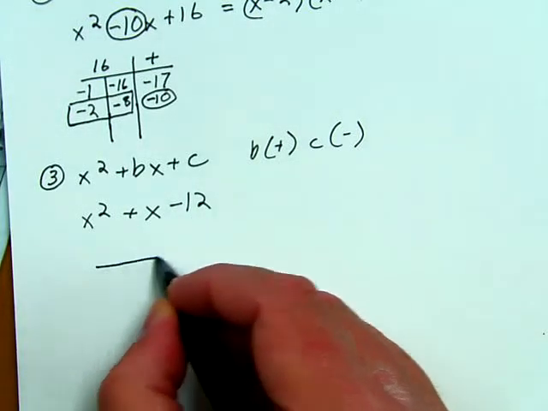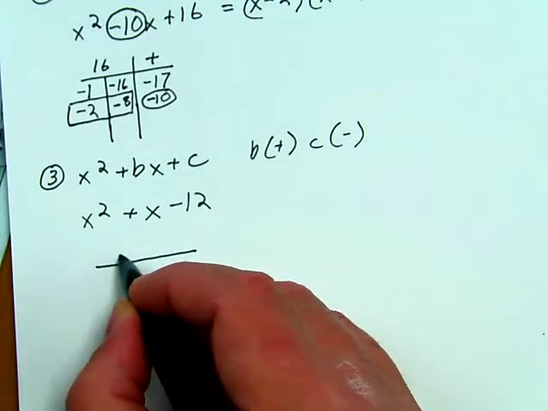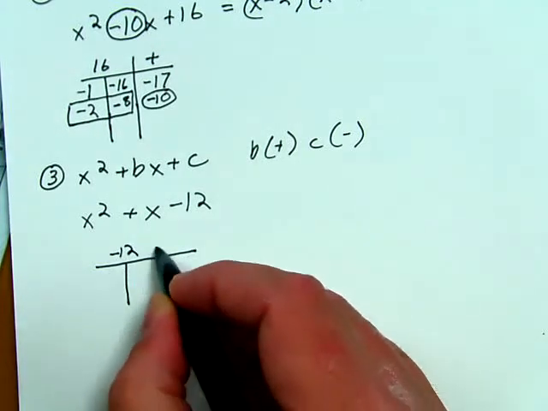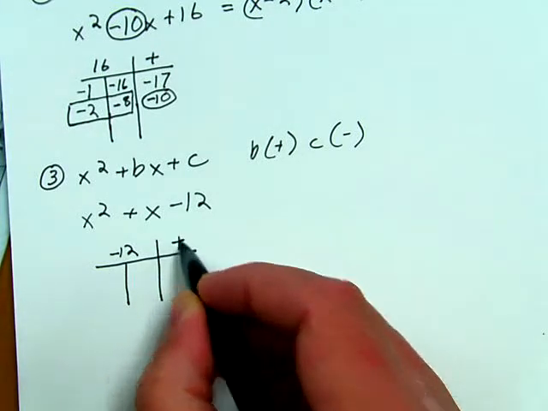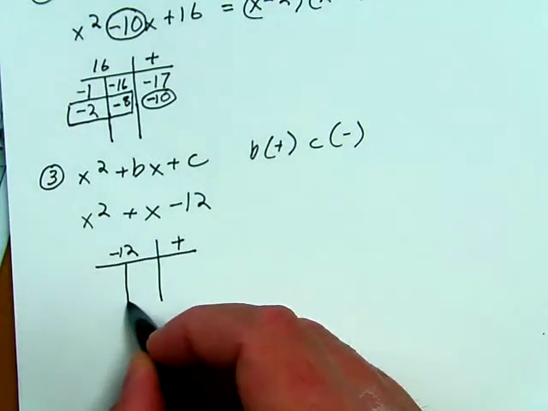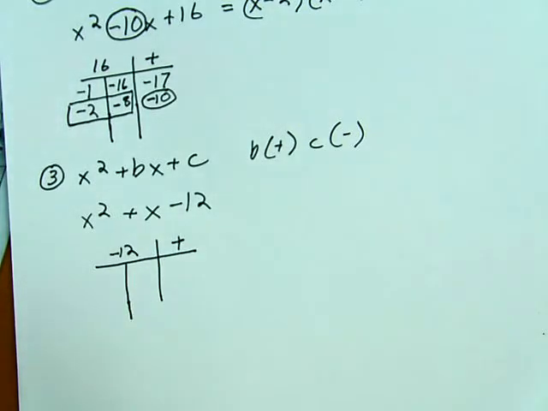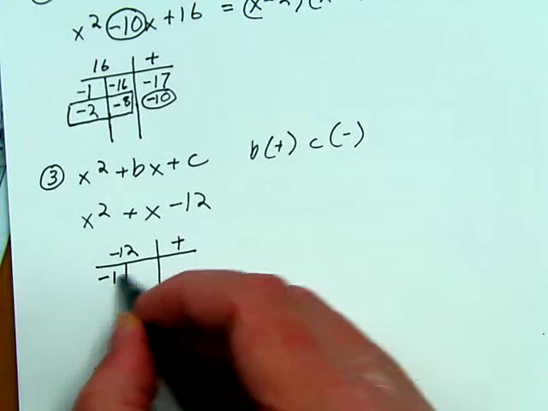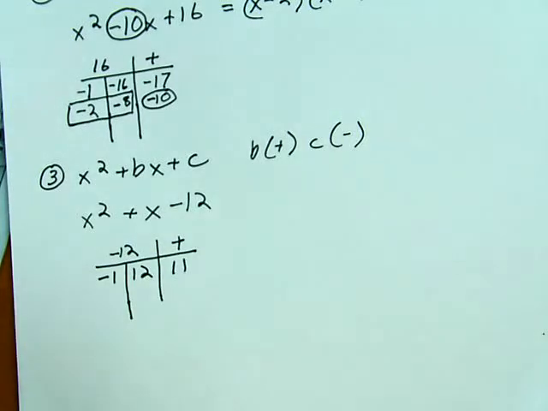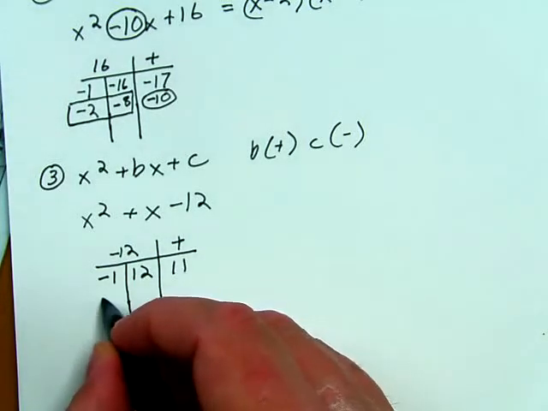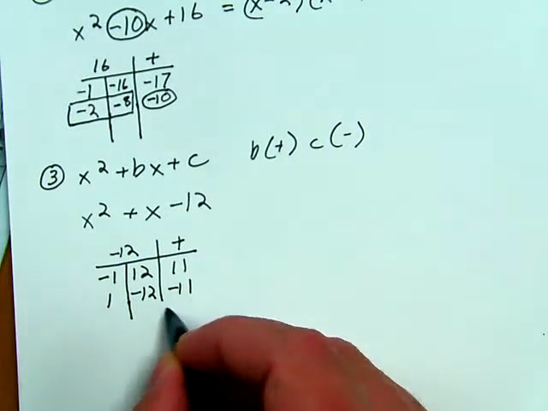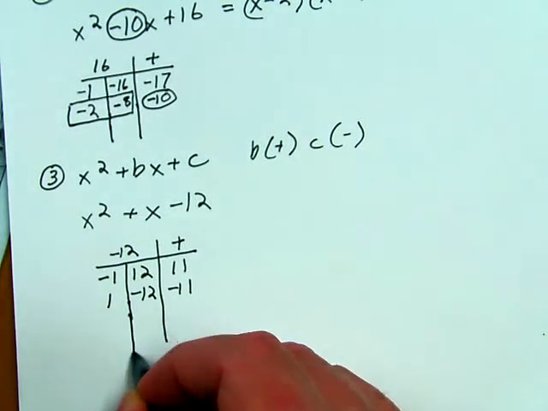When I make my chart here, I know that I want two numbers that multiply to negative 12, and when they add together, they add to a positive 1. When I multiply two numbers together to get negative 12, I get negative 1 and 12. They add together to be 11. That's not what I'm looking for, so let's try 1 and negative 12. That's negative 11 when they add together. That's still not what I'm looking for.